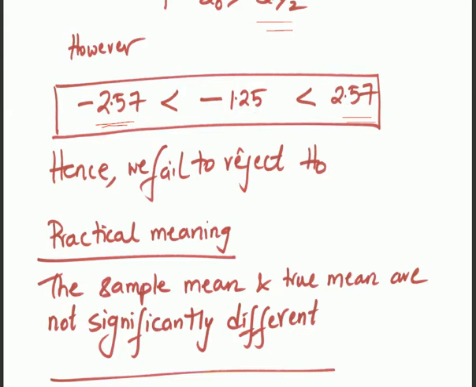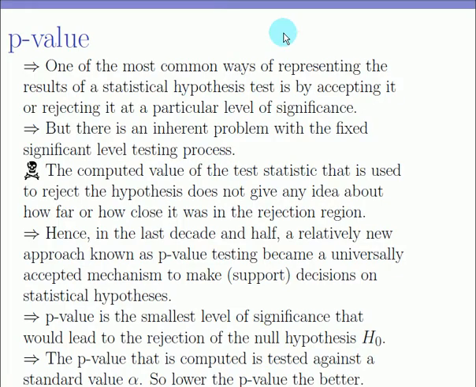So now we can say with some confidence that the sample mean and the true mean are not significantly different, and you can say that with 99% confidence or at a significance level of 0.01. So that is how you answer hypothesis testing questions using this 7-step procedure. Before we go to part B of the problem, let's understand what p-value really means.